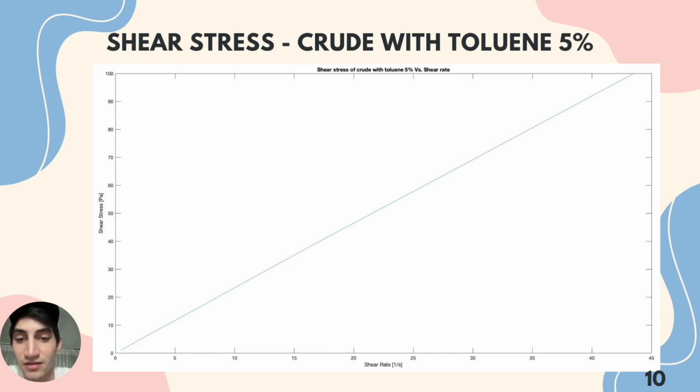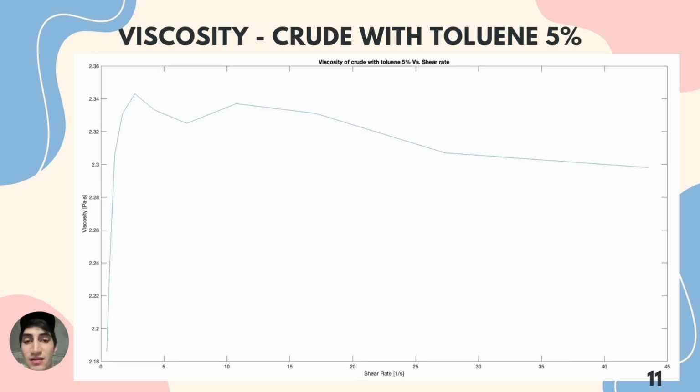We can see that we have a straight line that represents the behavior of the shear stress as the shear rate increases. Here we have the graph of the viscosity of crude with toluene 5% plotted against shear rate. The viscosity is measured in pascal seconds and the shear rate is measured in 1 over second. Here we have to ignore the very steep line at the beginning of the shear rate and just consider the part where it has a negative slope and starts almost at 2.34 pascal seconds.